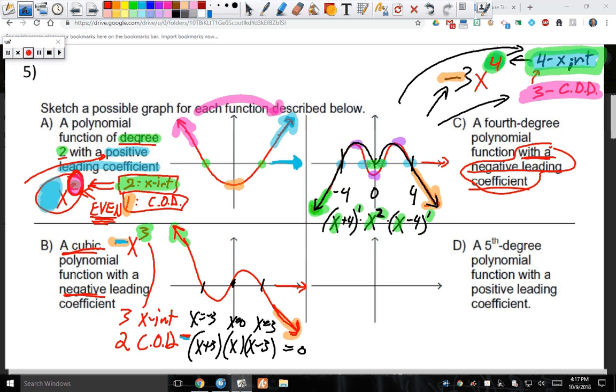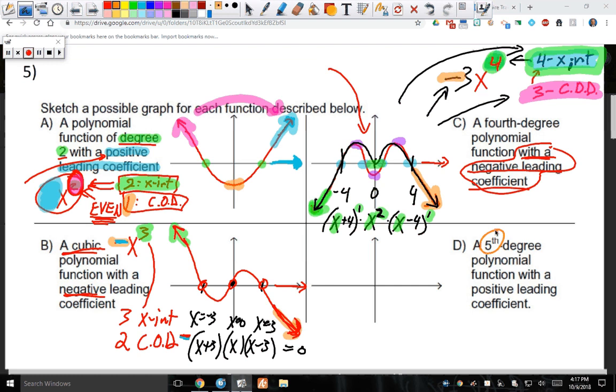Okay? So this is possible. Yes, there are other variations, just like I showed you with this other one where it was bouncing. You could do variations, but the big parts are that it's negative, so it's diving down, that there is a possibility of 3 x-intercepts, and then 2 changes of direction. And last but not least, I just want to make these videos thorough because these are the fundamentals that tie into the rest of the unit.